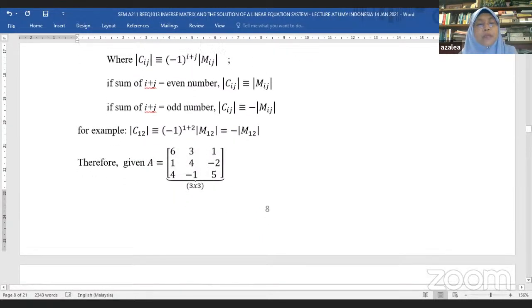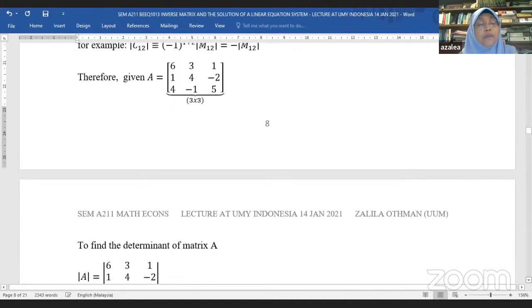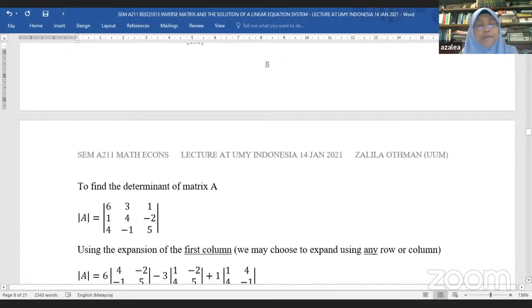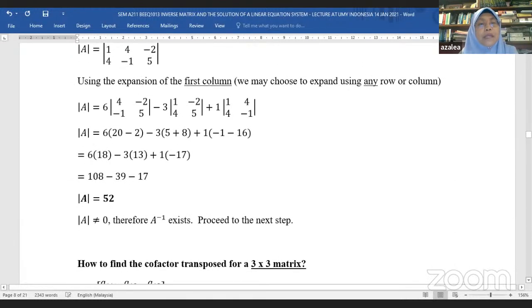That one will be helpful later when we want to find the cofactor. But for now, for the determinant, using the formula, we just find the minor, meaning we delete the row and the column where the element is located and write the remaining elements like this. Now when we have written this, we know already how to find the determinant for a 2 by 2 matrix. Just multiply 4 and 5 minus 2 times minus 1, so 20 minus 2. So we can do the calculation, finding the determinant for the second determinant and then the third determinant.